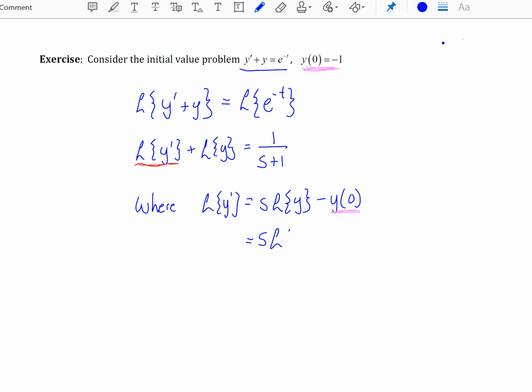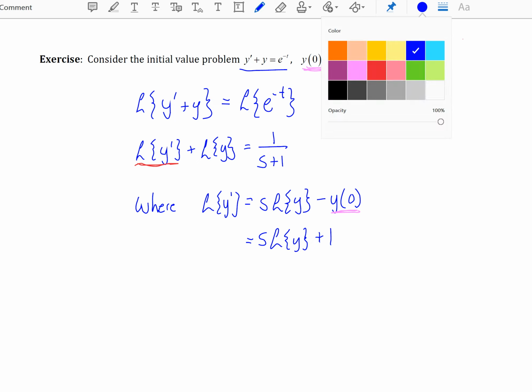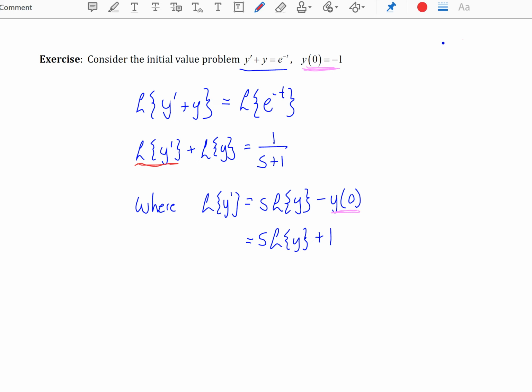s times the Laplace of y. Now we're minusing y of 0, which is a negative 1, so we get plus 1. And this is going to be our substitution that we put in for Laplace of y prime in our differential equation.